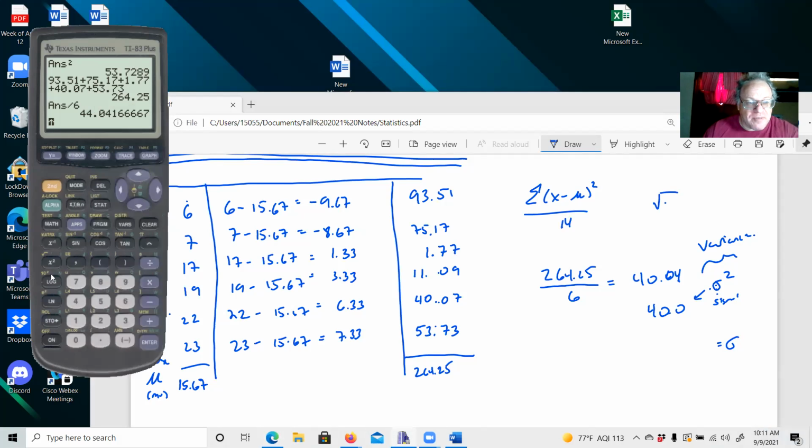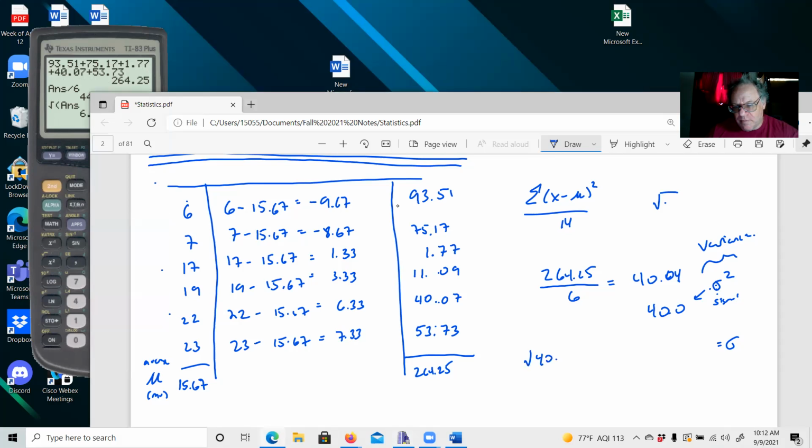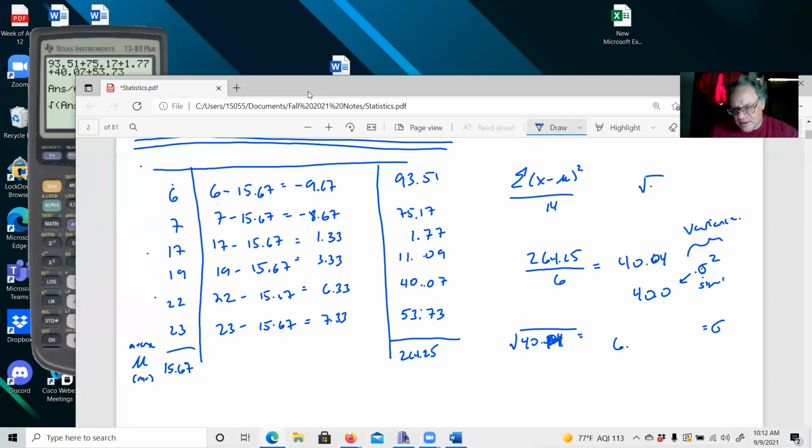Take the square root, so second function, square root of the answer. You see this little a and s down at the bottom? Whatever was the last thing in the calculator, that's what it puts in there. So this a and s is really 44.666. Then sigma, take the square root of this. This was 6.636, so 6.6 to 1 decimal place.